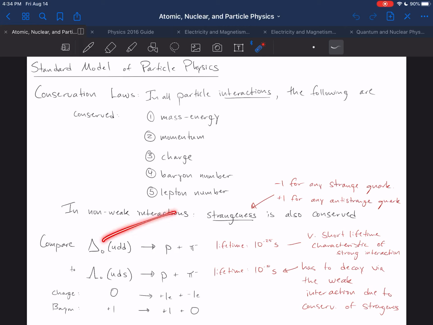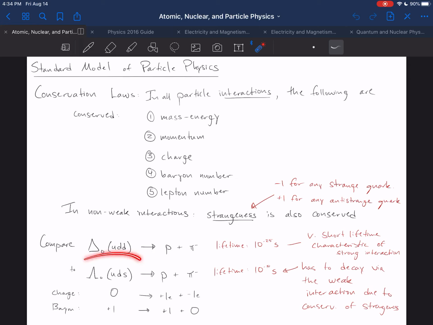In any case, this delta naught particle is composed of up, down, down, and it decays into a proton plus a negative pion. It has a lifetime of 10 to the negative 25 seconds, which is very short, and characteristic of the strong interaction. Strong interactions are very short range, but also happen very quickly, relatively speaking.